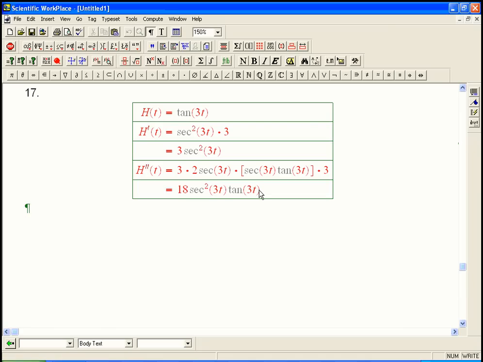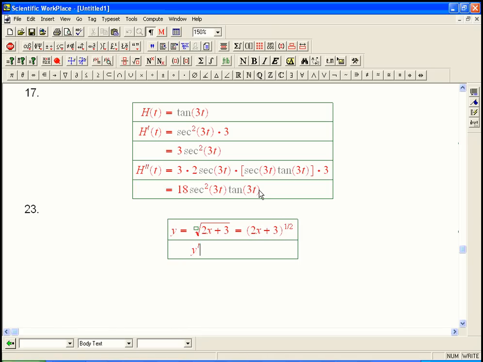Okay, next one is 23. There, we want a third derivative. y equals square root of 2x plus 3. And I'm going to go ahead and rewrite that as 2x plus 3 to the 1/2, because that's how often people like to do it.